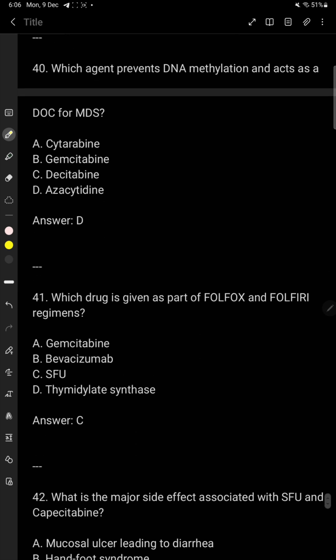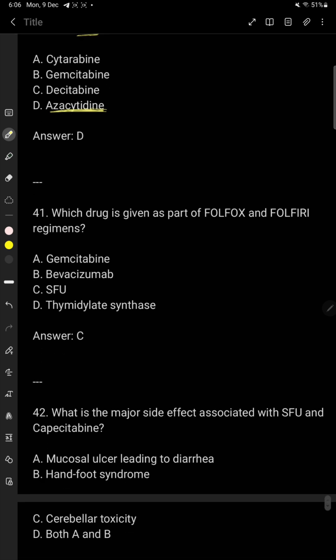Which agent prevents DNA methylation and acts as drug of choice for MDS, that is myelodysplastic syndrome? So azacitidine, it is a hypomethylating agent. It will prevent DNA methylation and will act as the drug of choice for myelodysplastic syndrome.